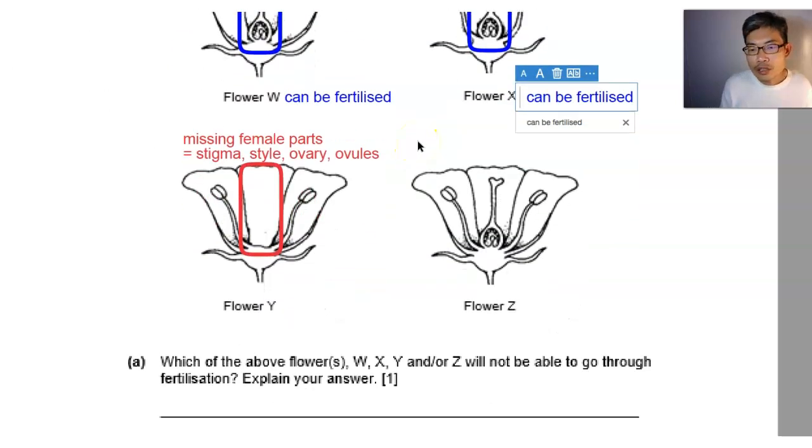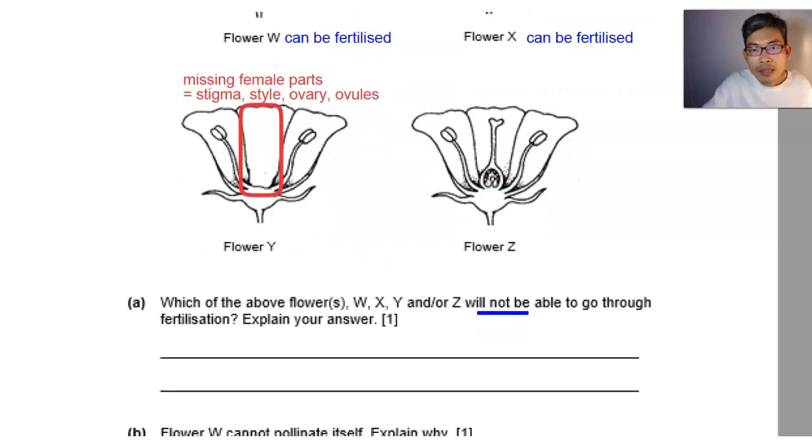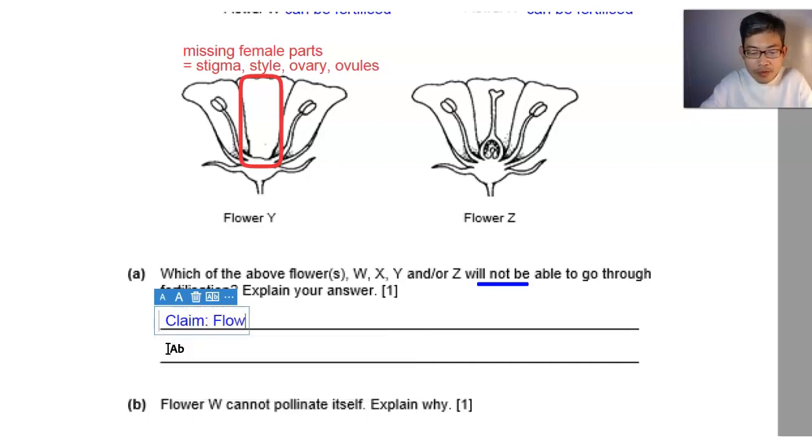Let's look at the question. Which of these will not, very careful of such word, will not be able to go through fertilization? Now we know the answer is Y. And let's make our claim very clear. Remember, there's no marks for giving the claim, usually. So here is flower Y. There's 0 marks. So how do we then get the 1 mark?